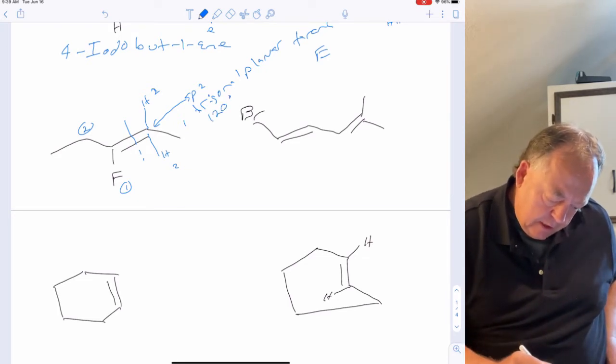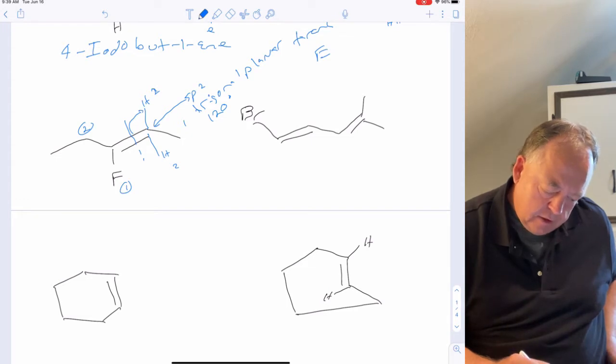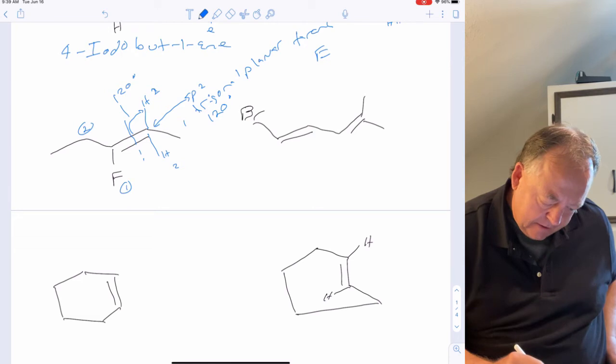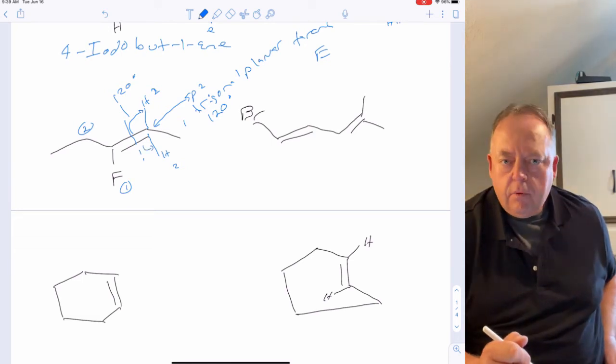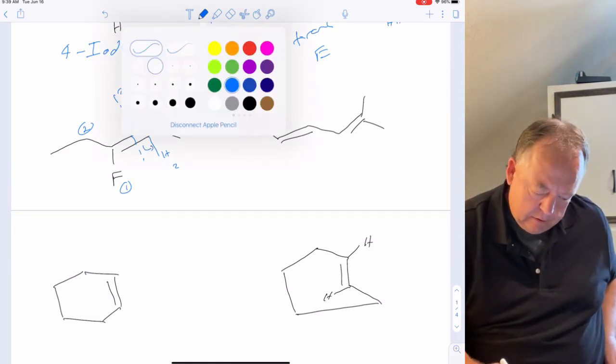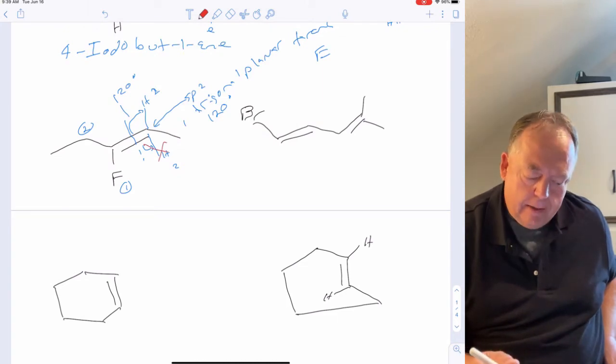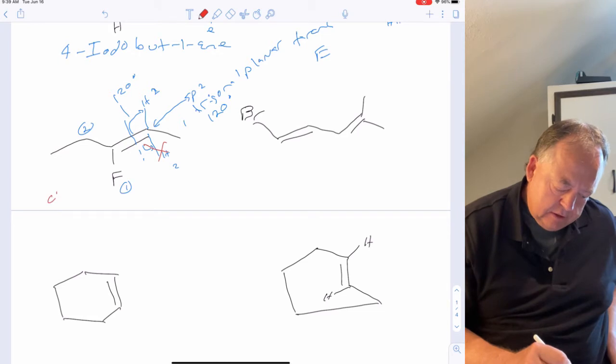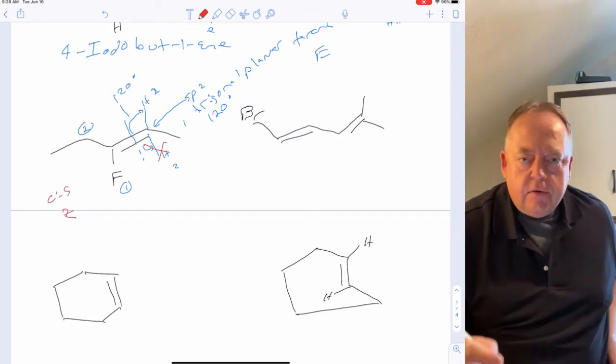So if you started here and went there, that's 120 degrees, that's where the hydrogen is at. The hydrogen is not down here, right? Because that would not be the appropriate bond angle. So the hydrogen is not down here, it's up top. And so now the ones are on the same side. So this is an example of a cis or a Z alkene.